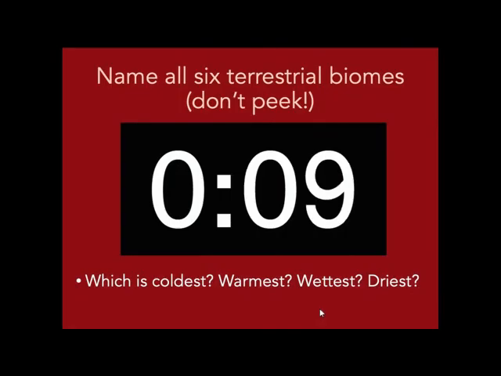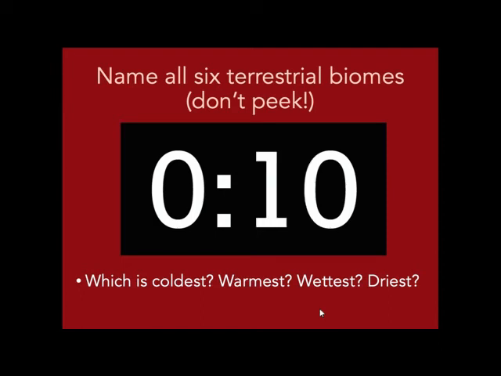Oops. All right, which one is the coldest? It's the taiga. Yeah. Which one is the warmest? It's probably the tropical rainforest or the desert. Which one's the wettest? Tropical rainforest. Yeah, which one's the driest? Desert.